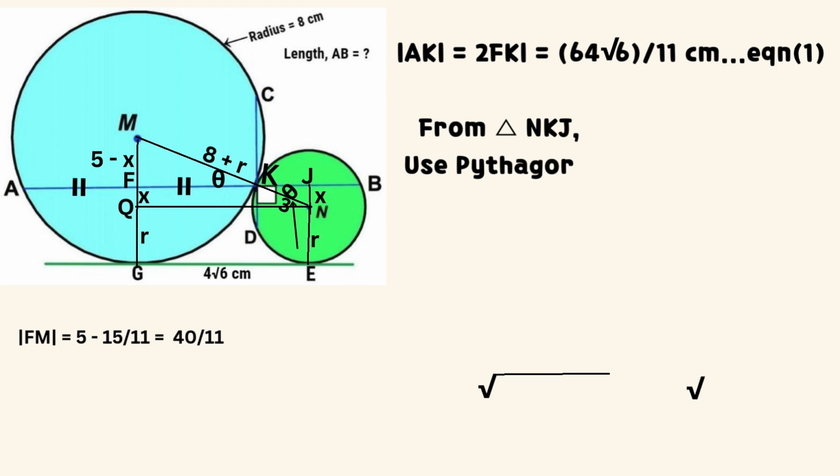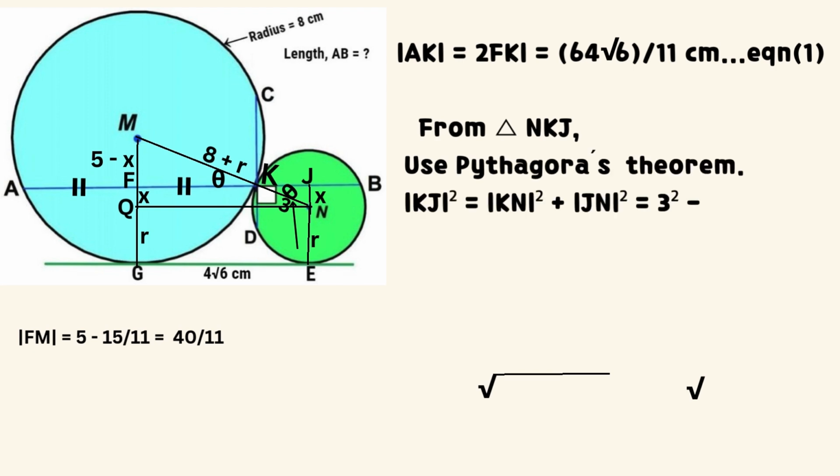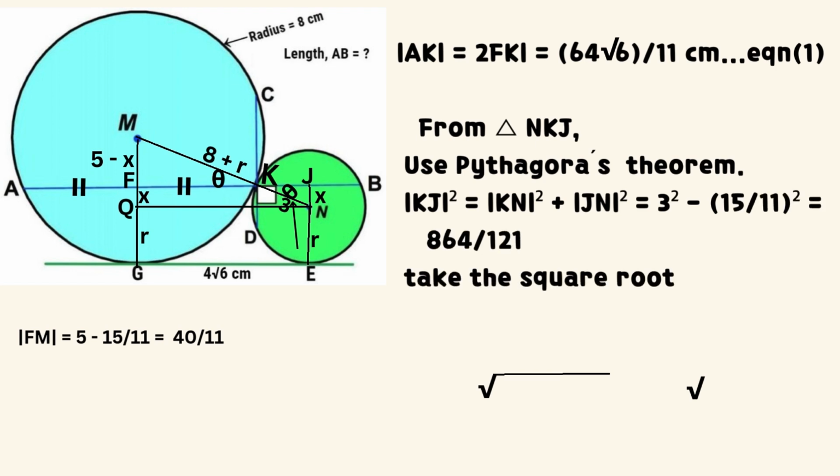Line AK equals 2 times line FK, which equals the product of 64 and the square root of 6, all divided by 11 in centimeters. We call it equation 1.